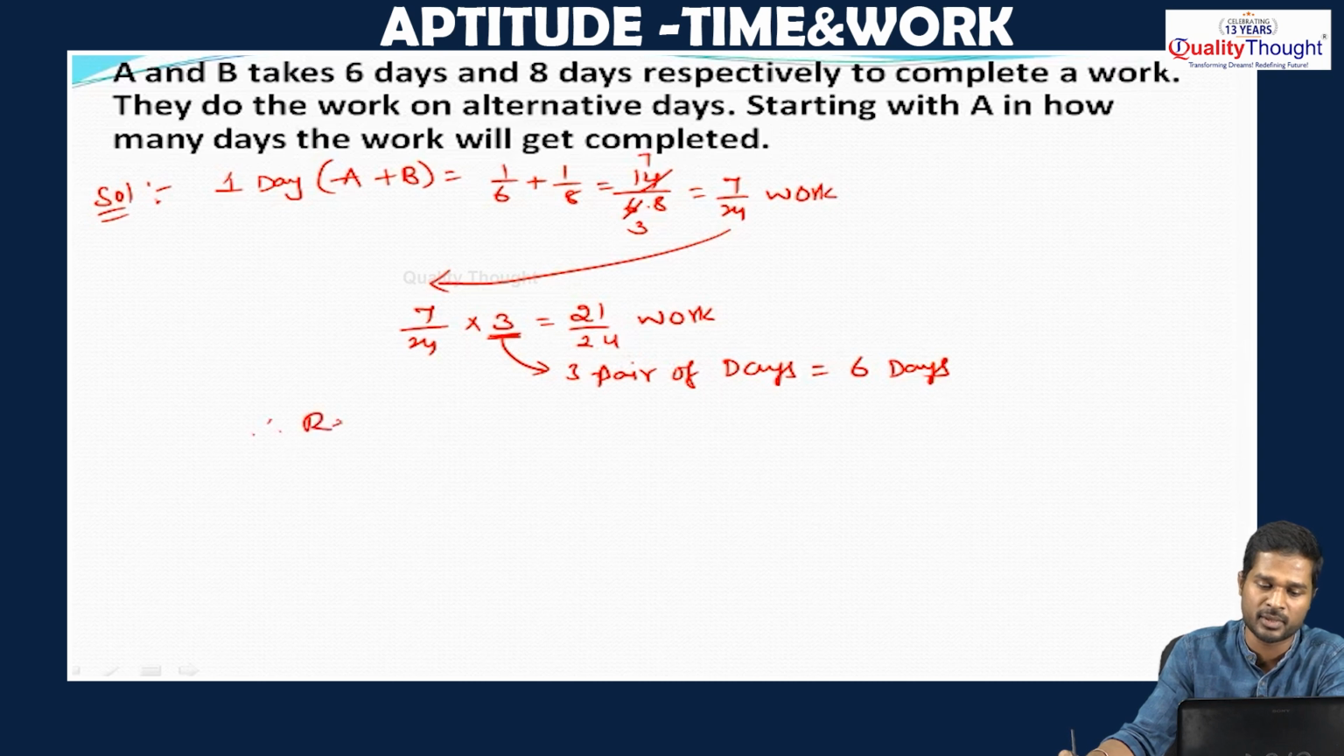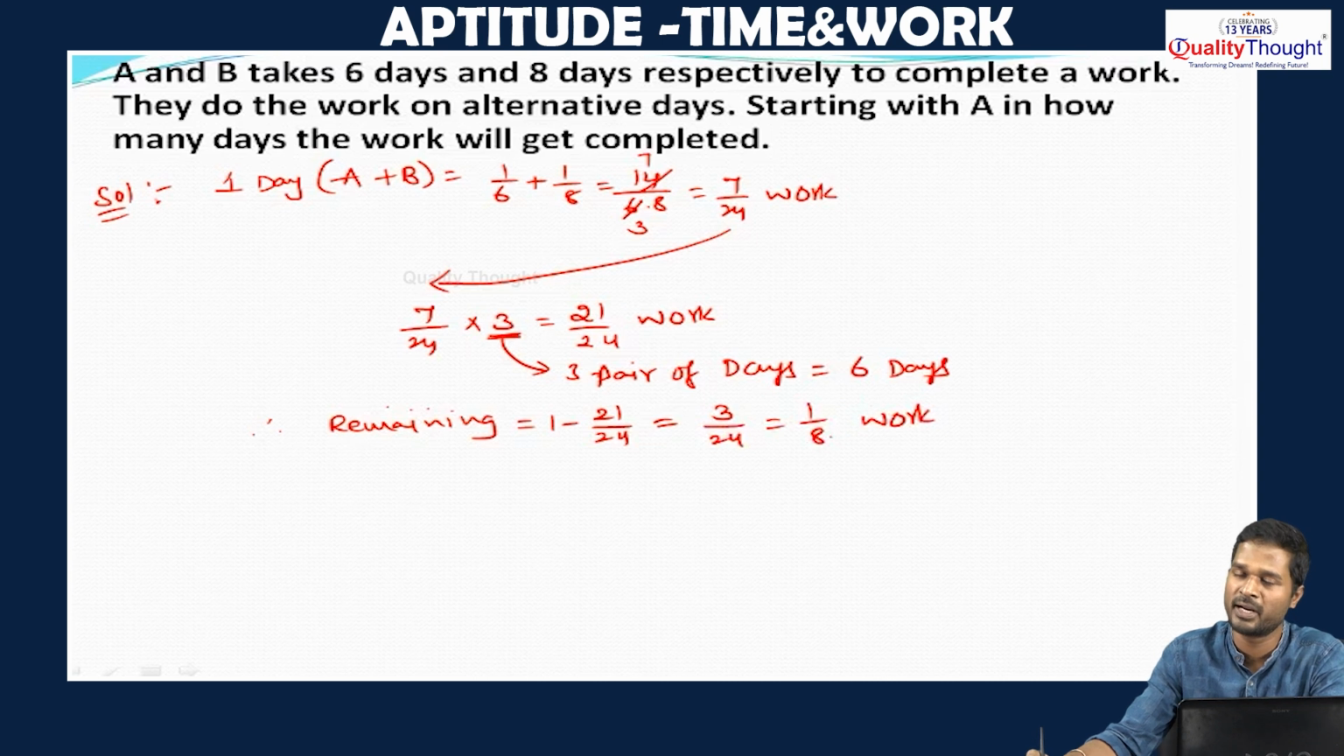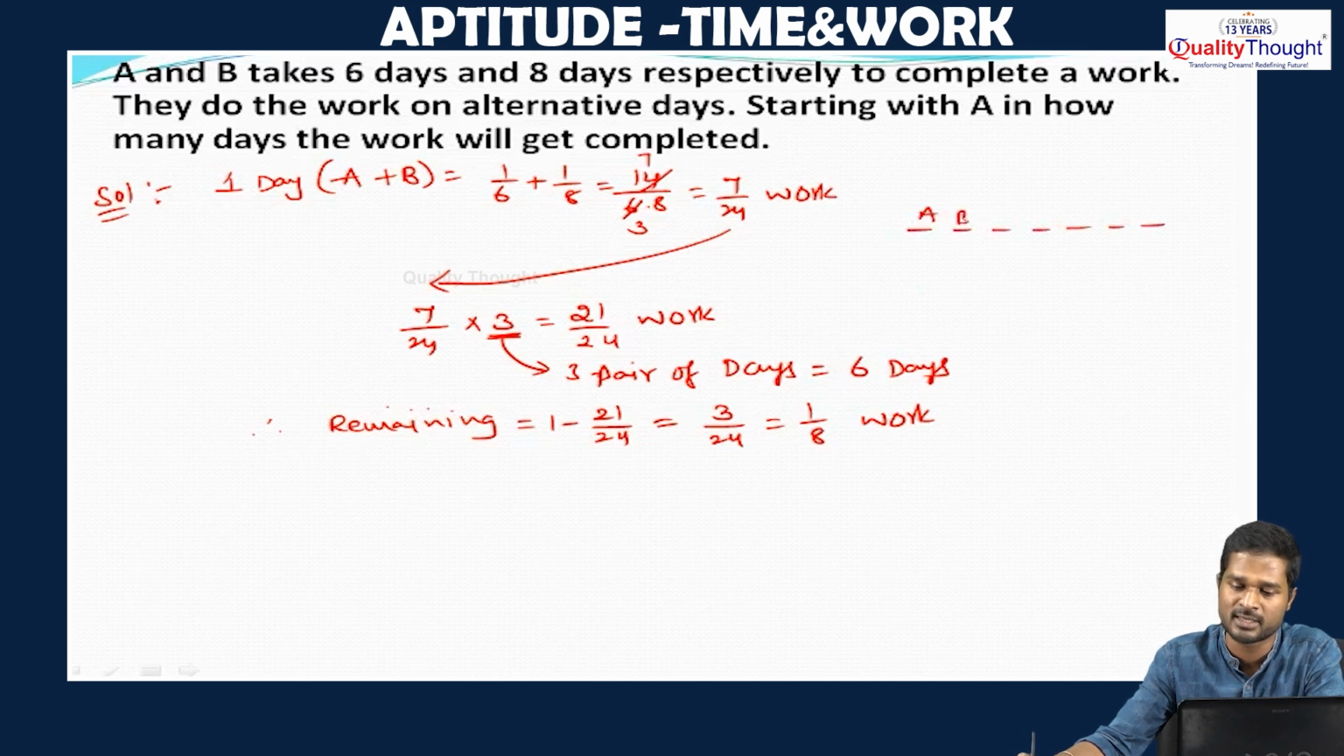Now find out the remaining work. Total work is 1, in that 21 by 24 of the work is completed in 6 days. That means still 3 by 24, that means 1 by 8 of the work is left. Now this should be done on the 7th day. See here, first, second, third, fourth, fifth, sixth, seventh. This is A on first, B on second, A on third, B on fourth, A on fifth, B on sixth, and again A should do it on the 7th day.